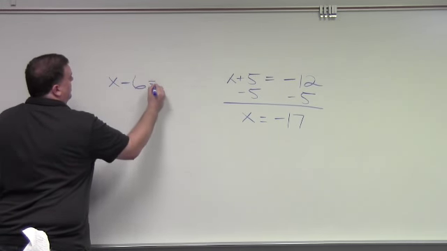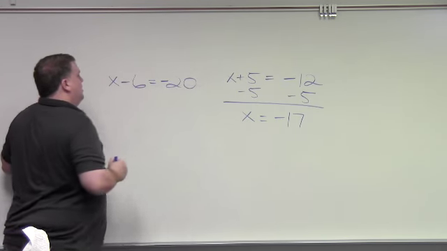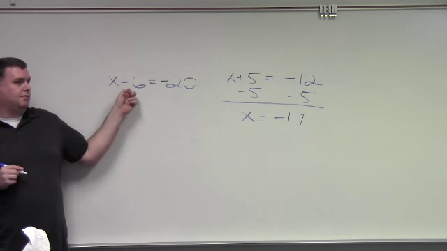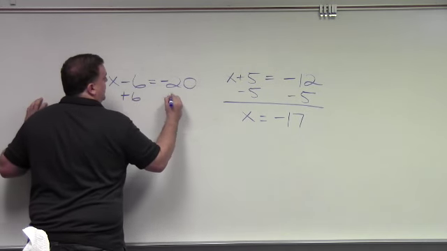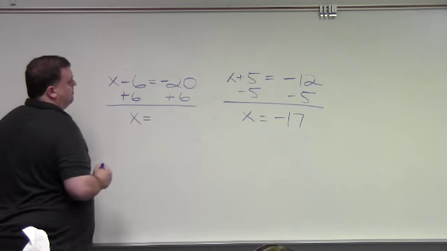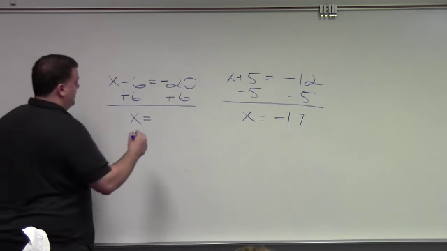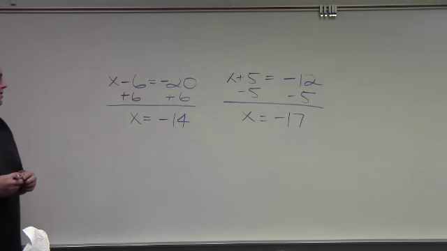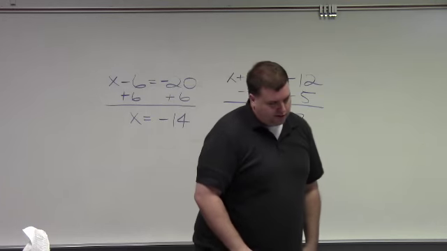x minus 6 equals negative 20. So if the opposite of addition was subtraction, what should the opposite of subtraction be? Addition. So we're going to add 6 to both sides, leaving us x, which is what we want. And what's negative 20 plus 6? Negative 14. Take the difference between the two numbers because they're different signs, and take the sign of the larger. Any questions on those two?